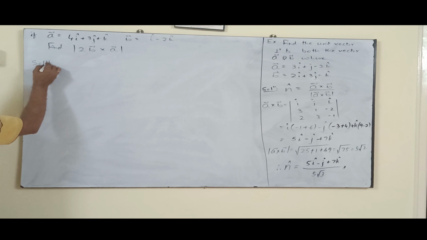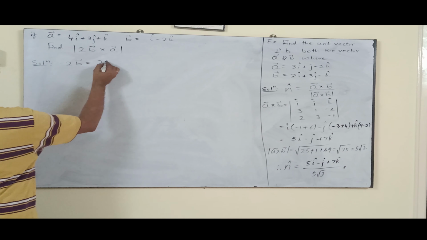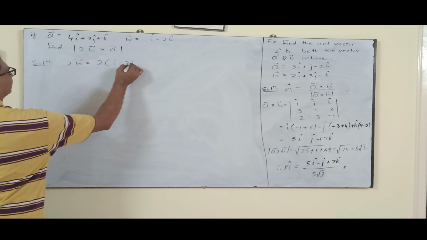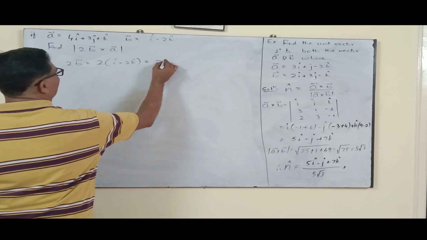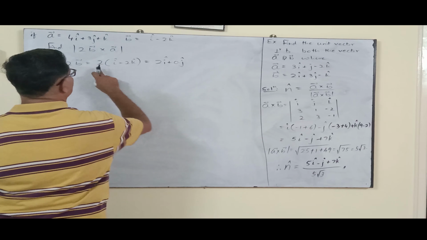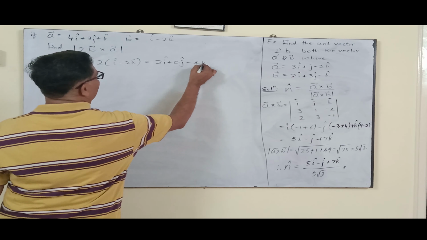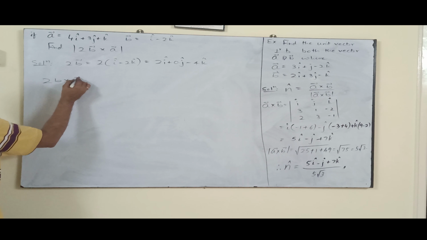Now first to find 2B. Here 2B is equal to 2 times the B vector, i minus 2k. Removing the bracket, that is 2i. There is no j term, so we can write 0 into j, and 2 into minus 2k is minus 4k. Now to find 2B cross A.